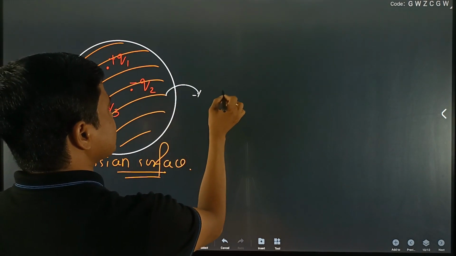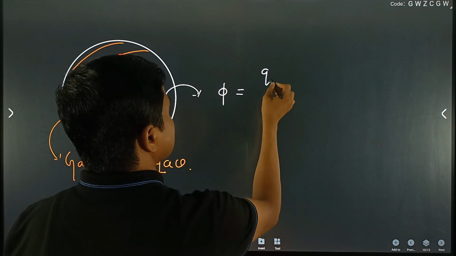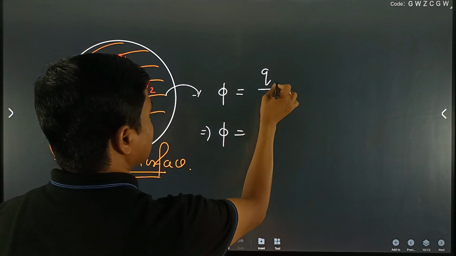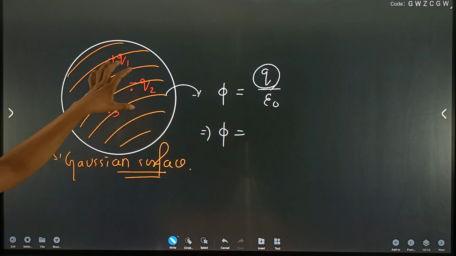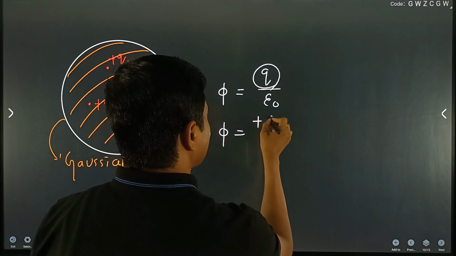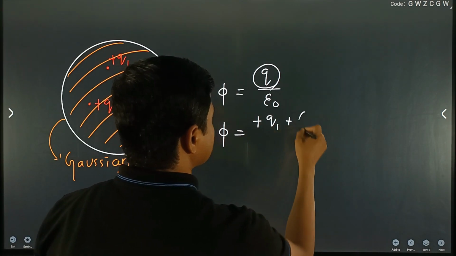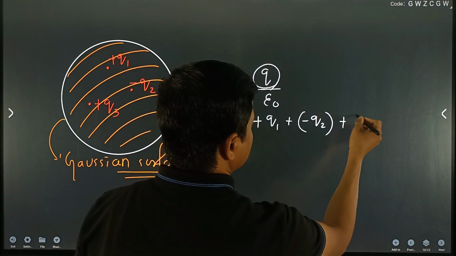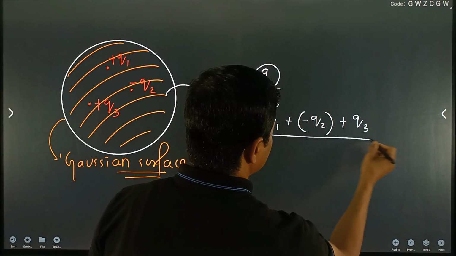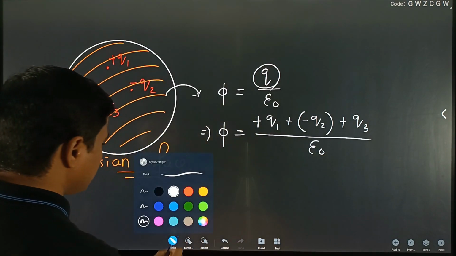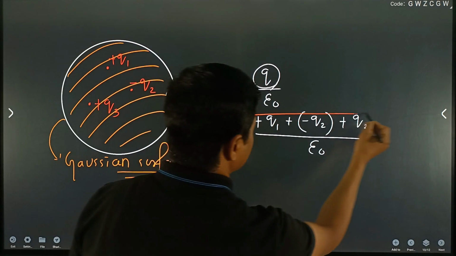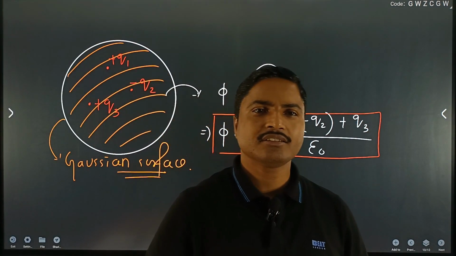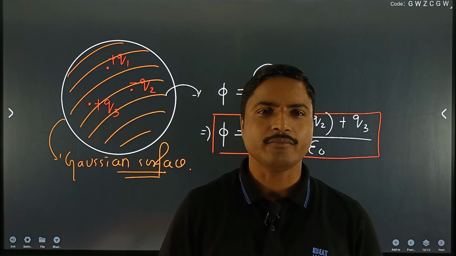We write in this case flux phi is equal to Q divided by epsilon 0. That implies flux phi is equal to, Q is the total charge, and total charge is plus q1 plus minus of q2 plus the third charge, q3, divided by epsilon 0. This is the total electric flux in this case. Clear? And this is all about your Gauss law.